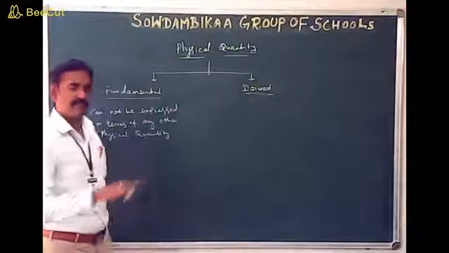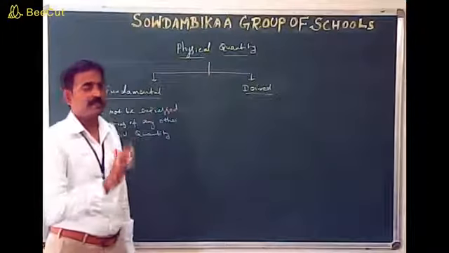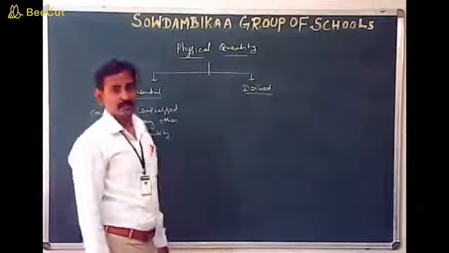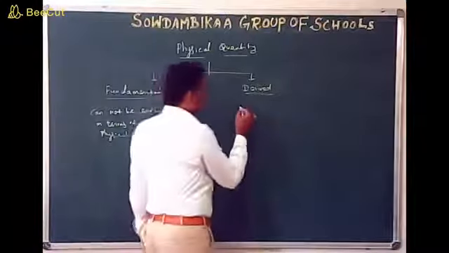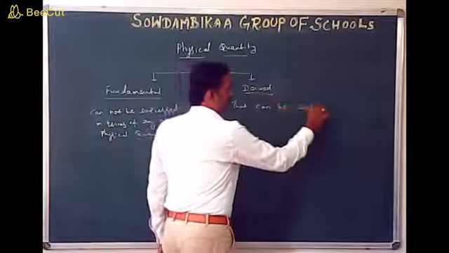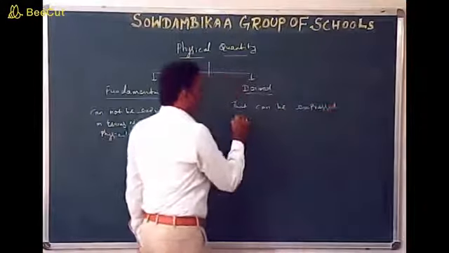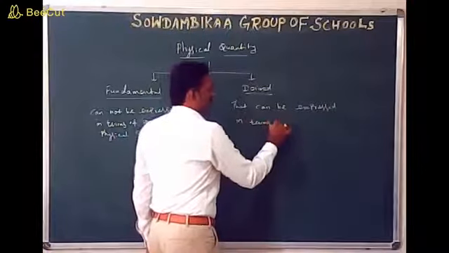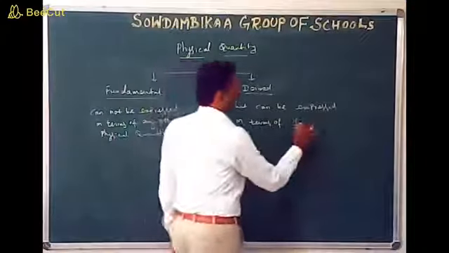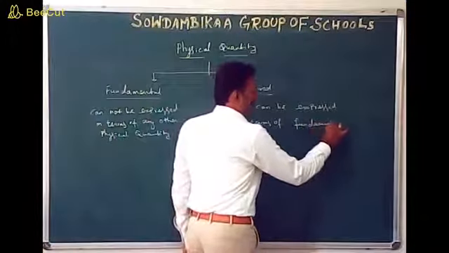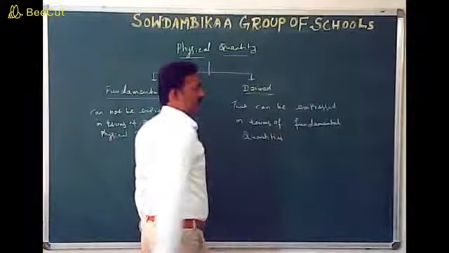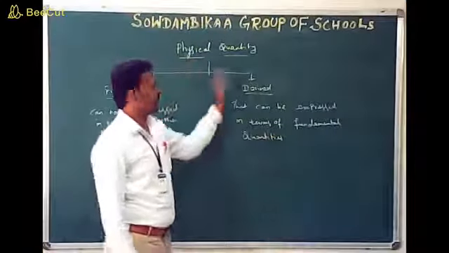There is a base, a fundamental, basic quantities. We cannot express them in terms of any other physical quantity. Then what is called a derived quantity? A derived quantity can be expressed in terms of fundamental quantities. That is the definition for the fundamental physical quantity and the derived physical quantity.